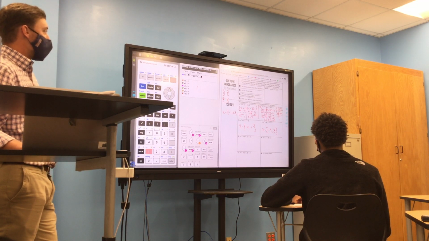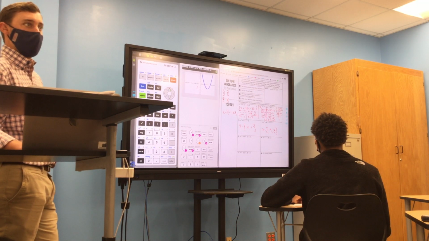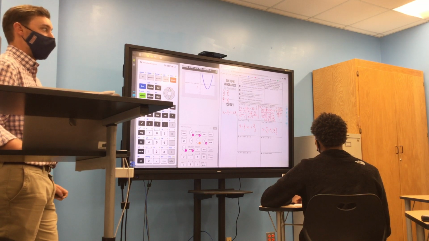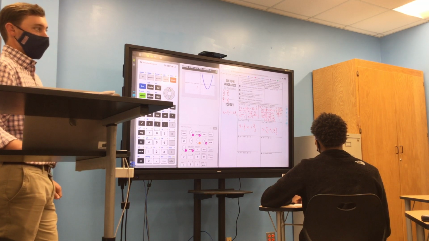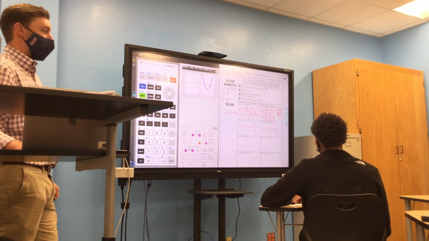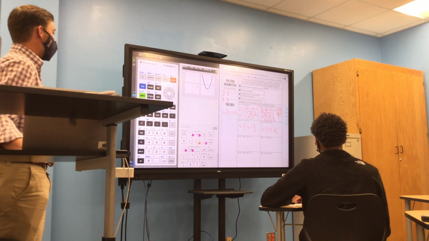Alright, you can go look at your graph, make sure your graph kind of looks like mine. If your graph looks way different than mine, then you typed something in wrong. So everybody take a look at your graph, take a look at my graph, make sure it looks somewhat similar. Alright, now let's go find our x-intercept.